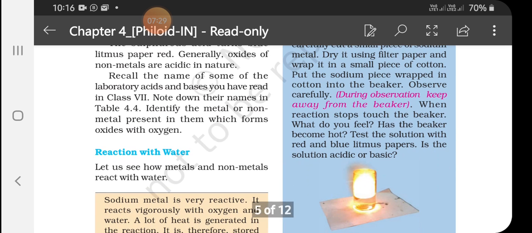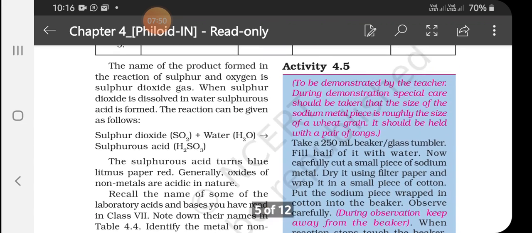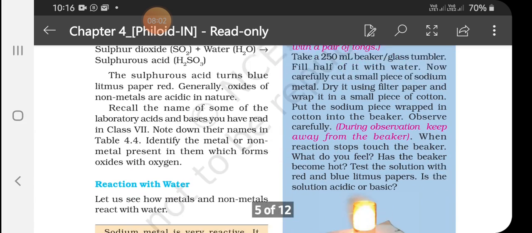Now we are going to see how metals and non-metals react with water. You know some metals react vigorously with oxygen and water. Sodium metal is very reactive. It is so reactive that we should store it in kerosene, because if we keep it as it is, it will start burning and an explosion may occur. So for safety purposes, we have to keep it in kerosene.